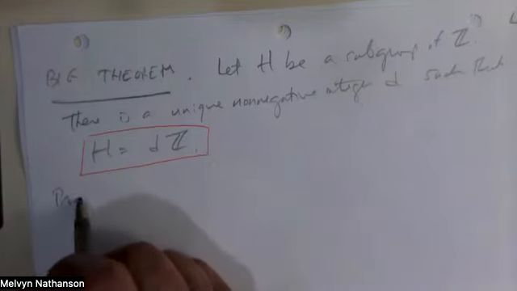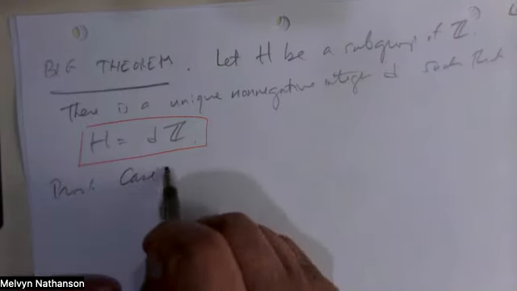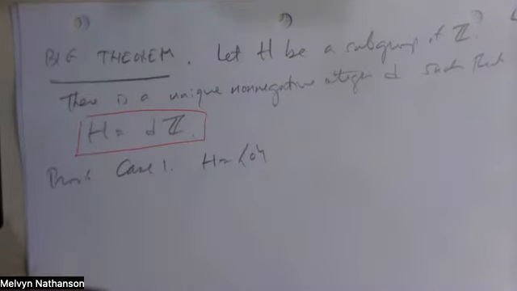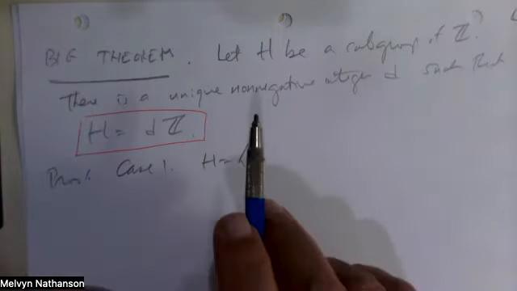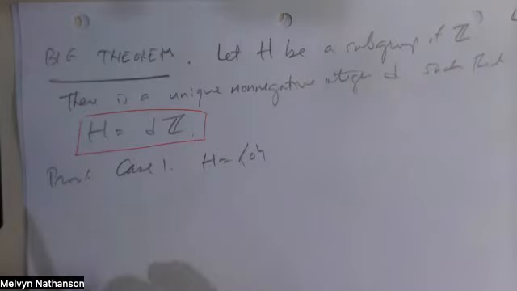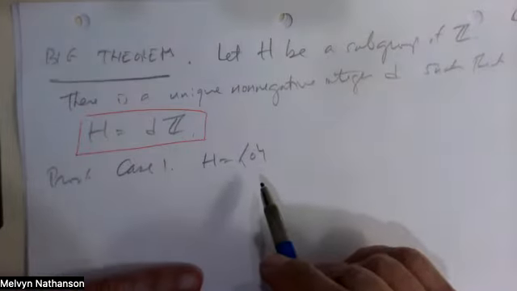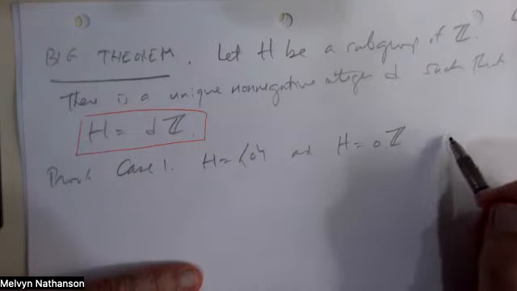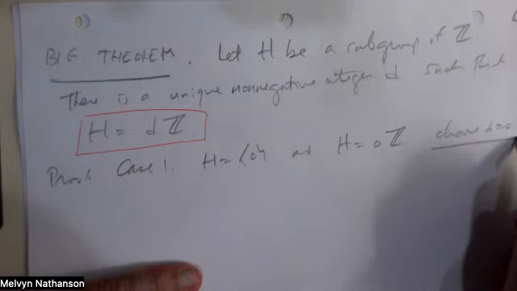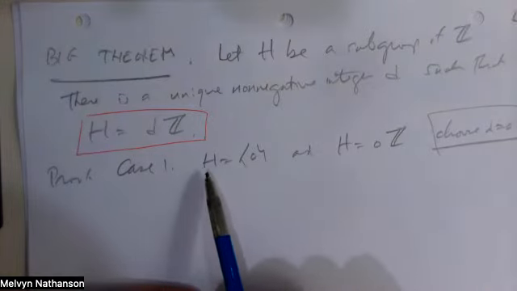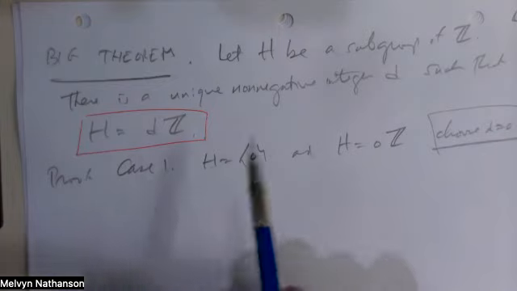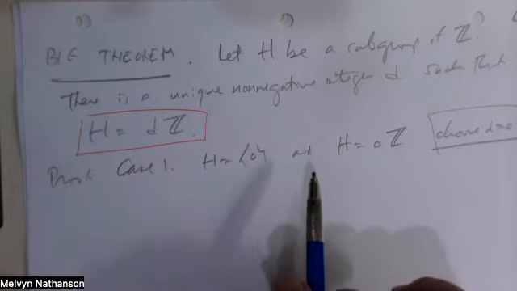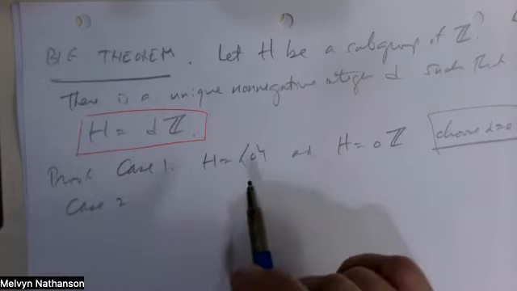So the proof, let's prove it. Case 1. H just consists of the number 0. The set consisting of the number 0 is a subgroup because it contains 0, it's closed under addition, and it's closed under subtraction. And H is just the set of all multiples of 0. That is, choose d equals 0. So if H is the 0 subgroup, if H only contains the number 0, then the theorem is true with d equal to 0.